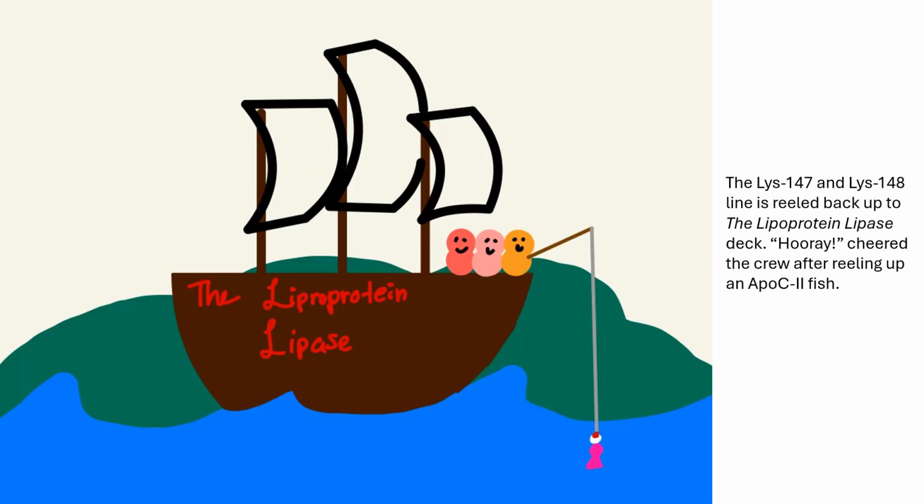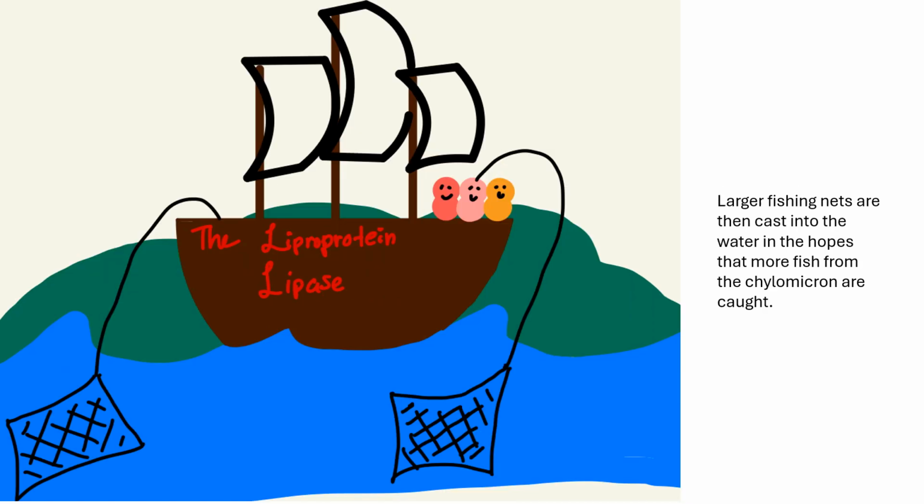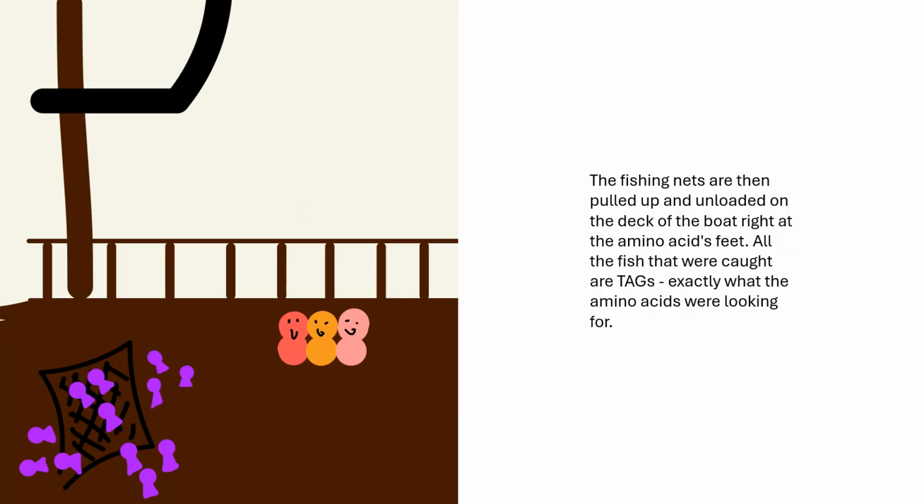The lysine 147 and lysine 148 line is reeled back up to the lipoprotein lipase deck. "Hooray!" cheered the crew after reeling up an ApoC2 fish. Larger fishing nets are then cast into the water in the hopes that more fish from the chylomicron are caught. The fishing nets are then pulled up and unloaded on the deck of the boat right at the amino acids' feet. All the fish that were caught are TAGs, exactly what the amino acids were looking for.